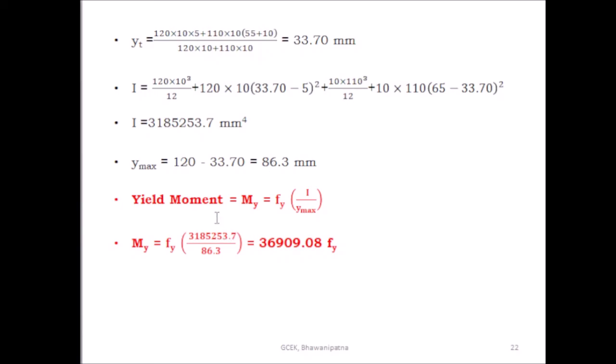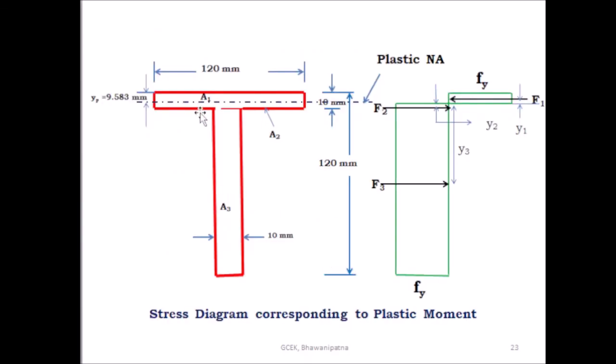So the yield moment that you can find out, My is equal to fy into I by y max. So here My is equal to fy, and here you know the moment of inertia I is equal to 3185253.7, and y max is equal to 86.3. So My is equal to fy into 3185253.7 divided by 86.3, which is equal to 36909.08 fy. This is the yield moment. Then find out the plastic moment.